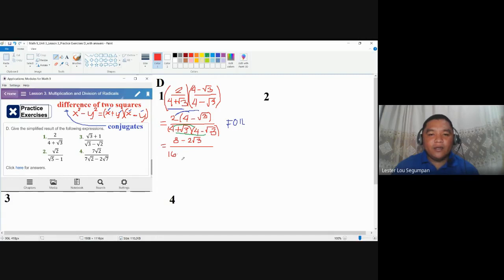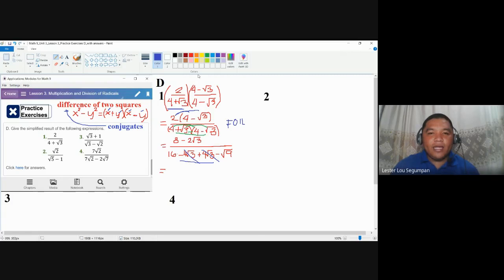And then the outer terms, 4 times negative square root of 3, you will have here minus 4 square root of 3. Inner terms, these two, so you will have plus 4 square root of 3. And finally, for the last terms, positive square root of 3 times negative square root of 3, you have minus square root of 9. Using the FOIL method, we know that these two will be simplified because that's negative 4 and plus 4. That becomes 0. 0 what? 0 square root of 3, which is still ultimately equal to 0.